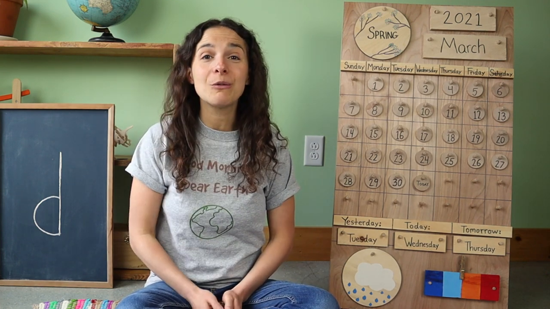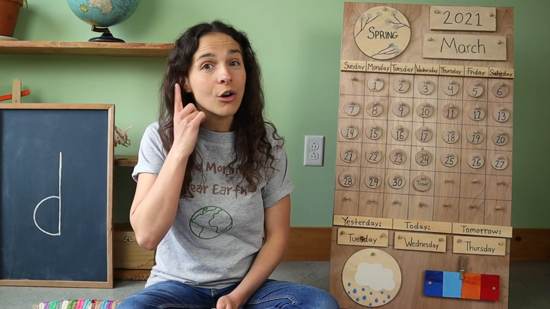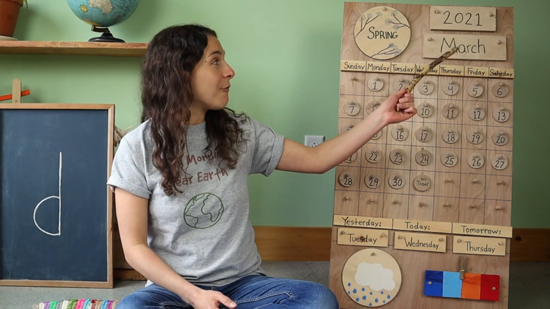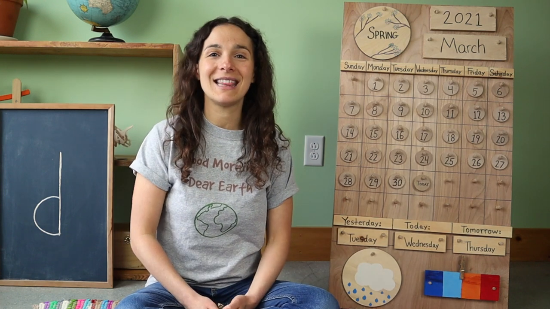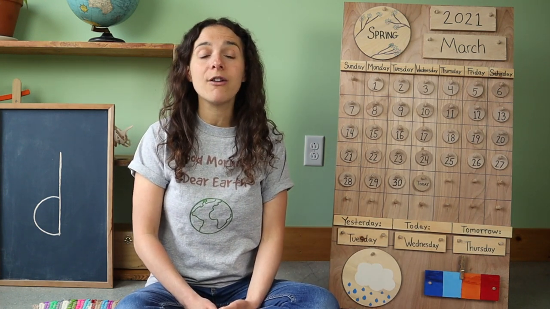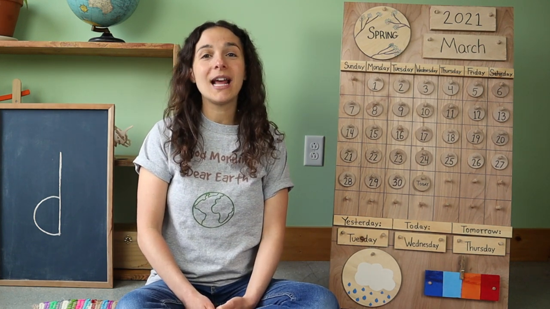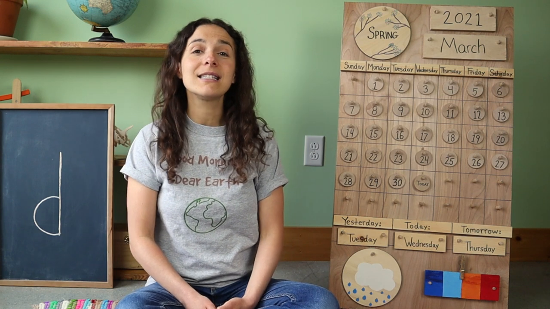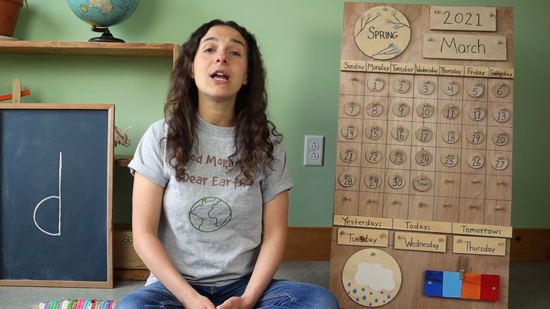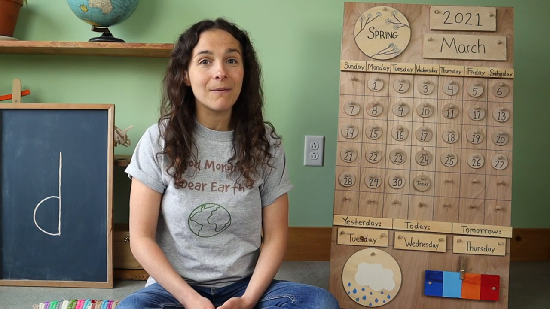Listen carefully to the words in the next song and let me know if you hear what month will come after March. It goes like this. January, February, March and April, May and June, July and August, September, October, November, December, 12 months in a year.